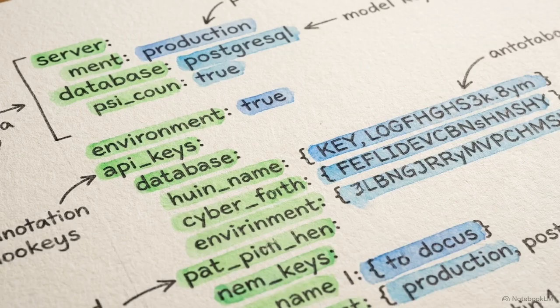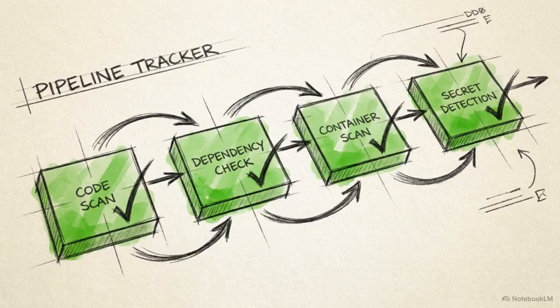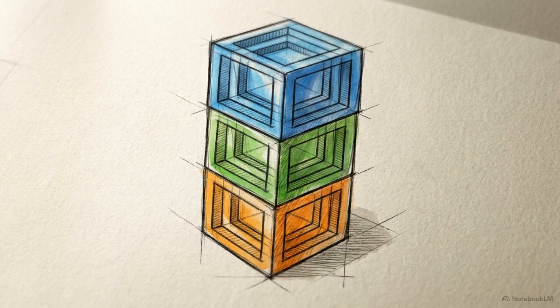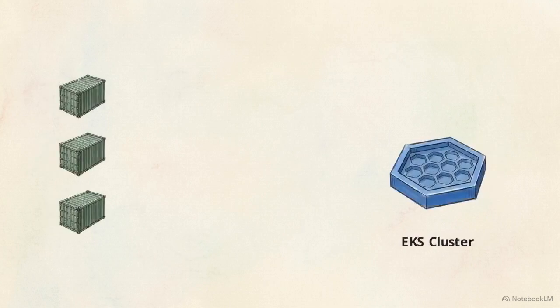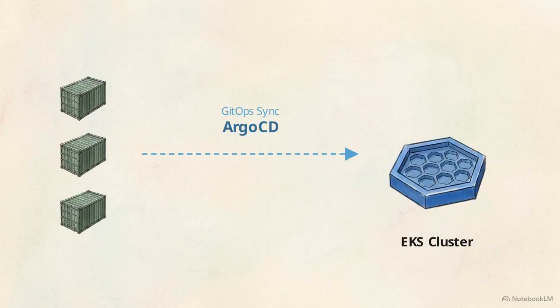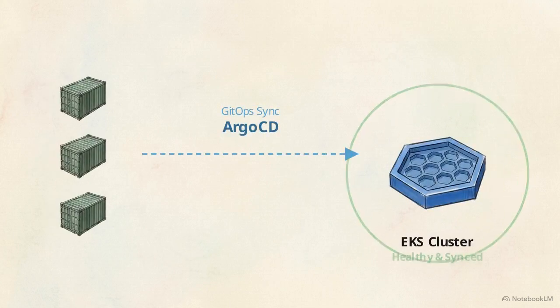We took raw code, passed it through automated security gates, packaged it into isolated containers, and handed it off to ArgoCD for a GitOps managed deployment onto an auto-scaling cluster.